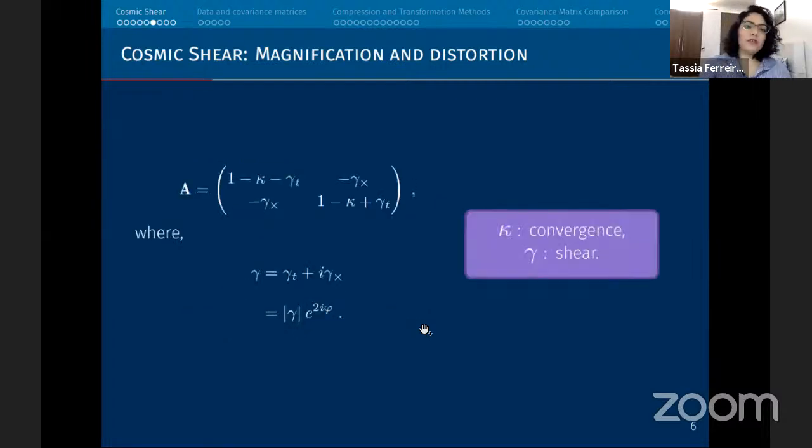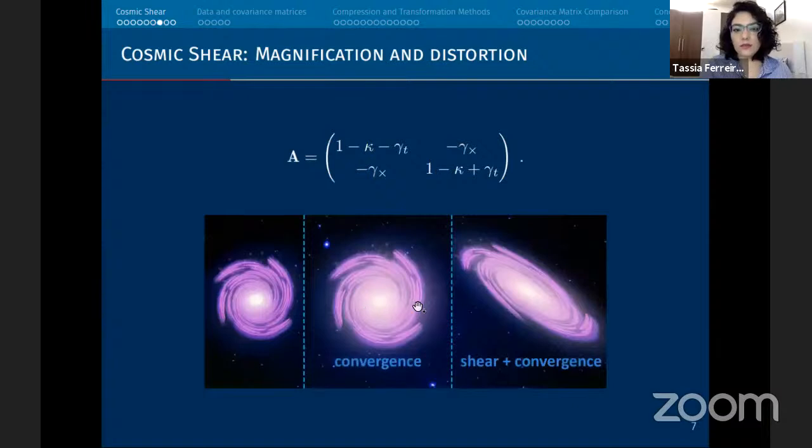Okay, we can further divide the shear. The shear is a 2-spin component. It's a 2-spin shear, and it has 2 components, right? Which are the tangential shear and the cross shear. And they're related by this equation, which you can obtain from the previous one that I showed before. It's also interesting to write it in terms of its real and imaginary parts. And visually, that's what this looks like.